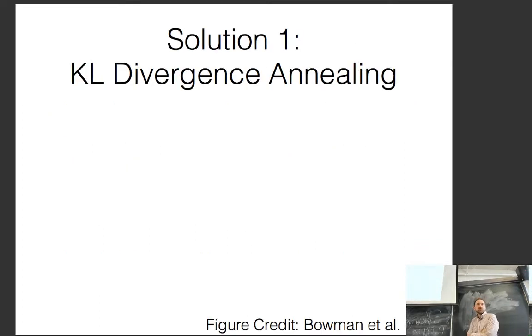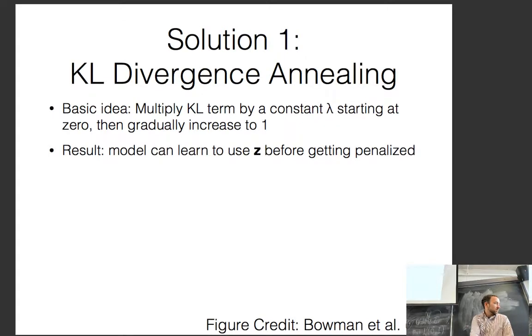So there are a couple solutions to this. One solution is KL divergence annealing. This is really important in variational autoencoder models of text. So the basic idea is you multiply the KL term by a constant value lambda starting at 0, then gradually increase it to, I say increase it to 1 here, but sometimes if you increase it to 1, that also causes problems. So then you stop it at 0.2 or something. But if you stop it at 0.2, it's not a real variational autoencoder, so you have trouble adjusting this as a hyperparameter. As a result, the model can learn to use z before getting penalized.